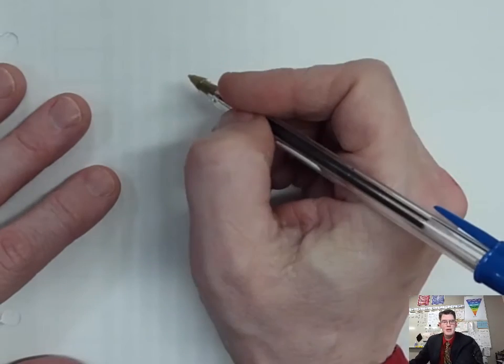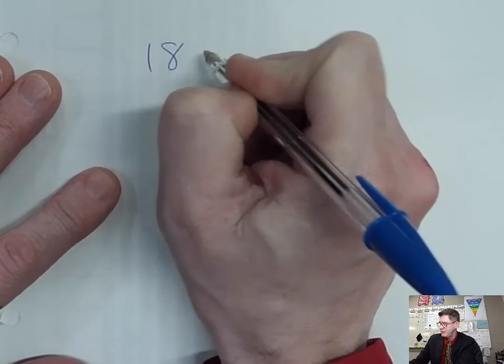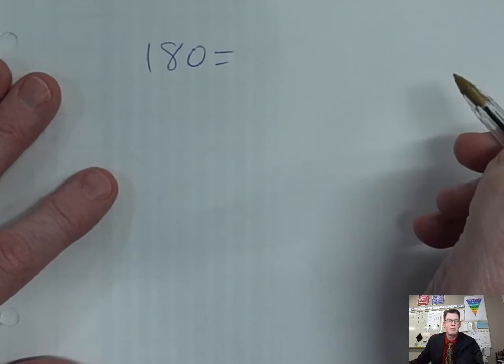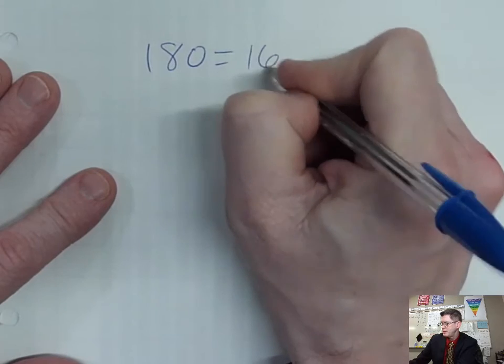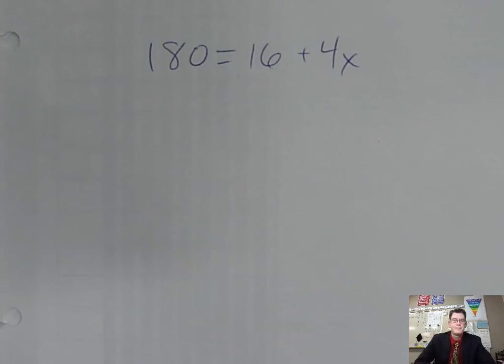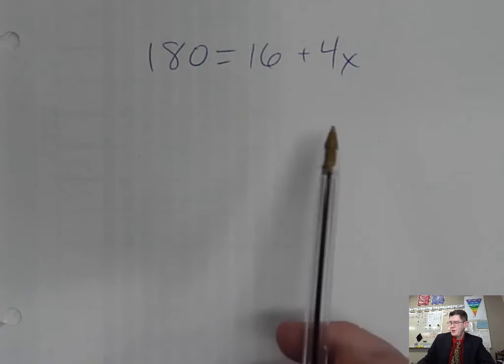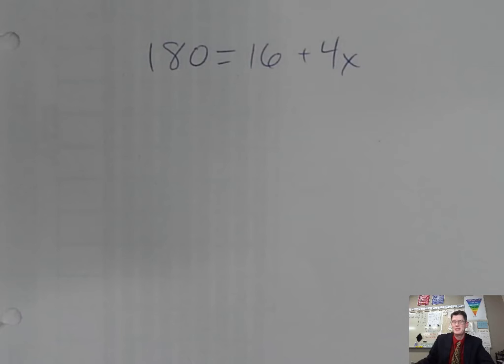Another one that you might see looks like this. 180, let's not use the same numbers. 180 equals 16 plus 4x. Well, you see this x all the way over here, and you see the 180, and it looks like it's in a messed up order. It's not. It's still the same process. We still undo add and subtract, and then we undo multiply and divide.